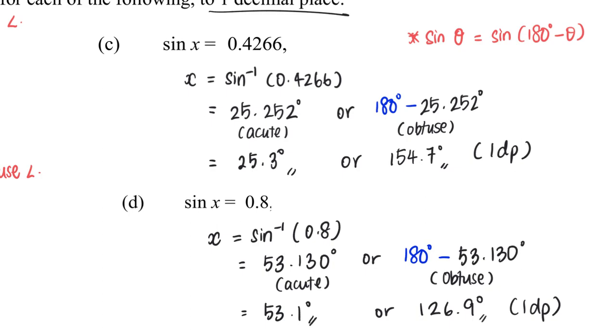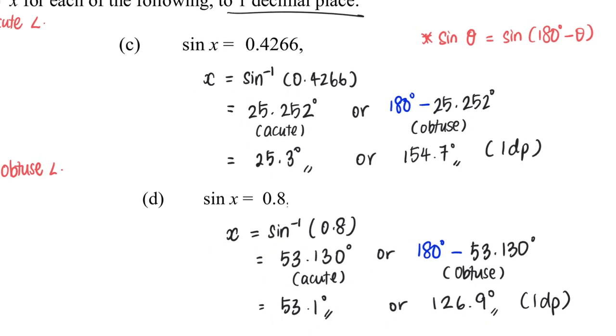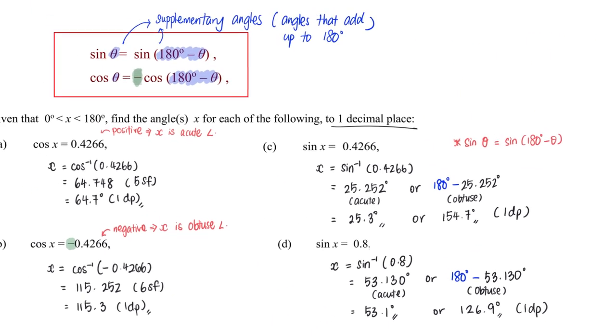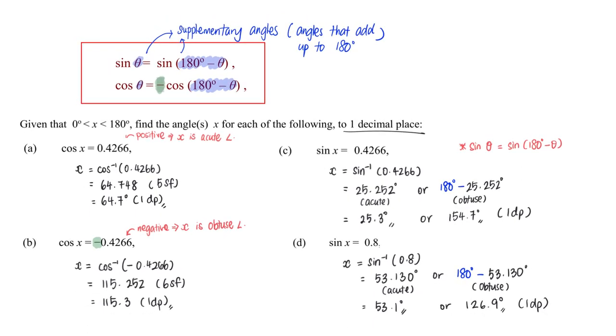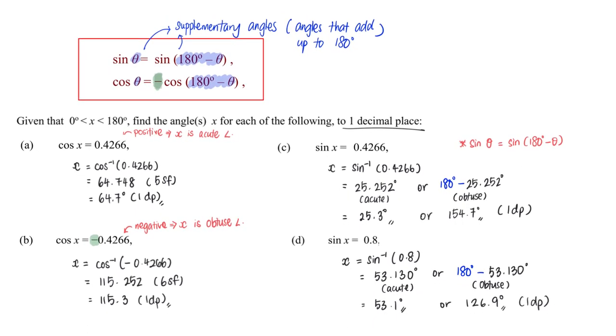So you can see that for sine ratio it gets a little bit more complicated, whereas for the cosine ratio of an obtuse angle it is pretty straightforward.